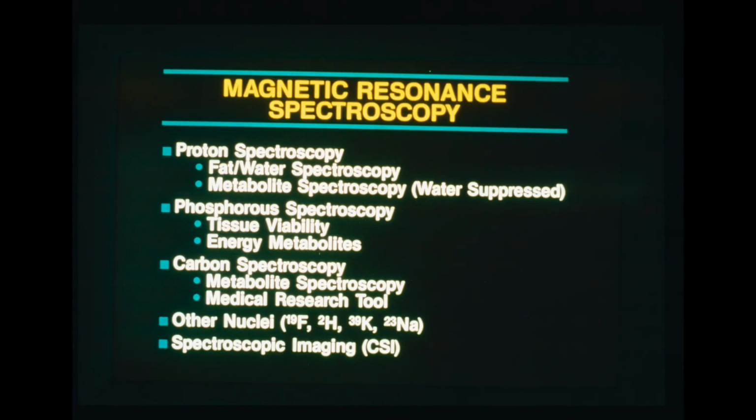We break this up into various areas. There's normal proton spectroscopy. We can look at just simple fat and water, or we can look at small molecules within the body. Phosphorus spectroscopy, tissue viability, also what's basically going on within the cells. Carbon spectroscopy, we can use this to actually mark what's going on and then trace where the carbon goes. And then there are other nuclei, fluorine, deuterium, potassium, and sodium. And we can look at this either in a normal spectroscopic fashion or in a normal spectroscopic imaging fashion, so-called chemical shift imaging.